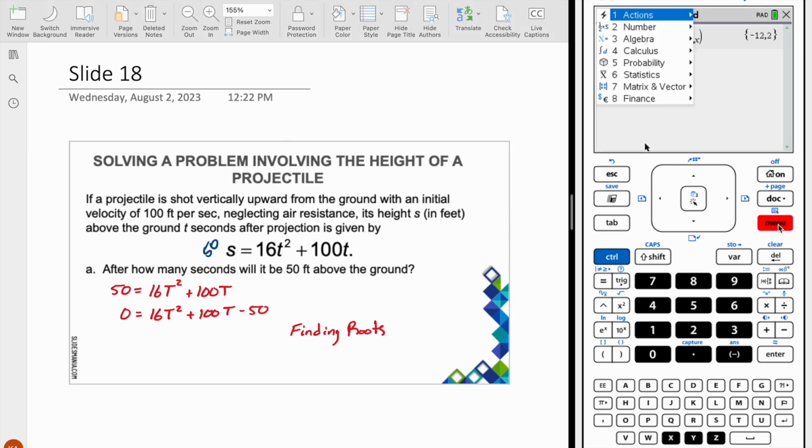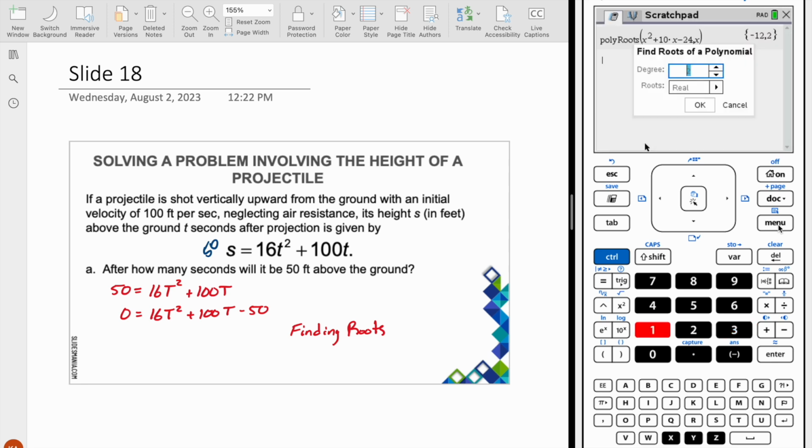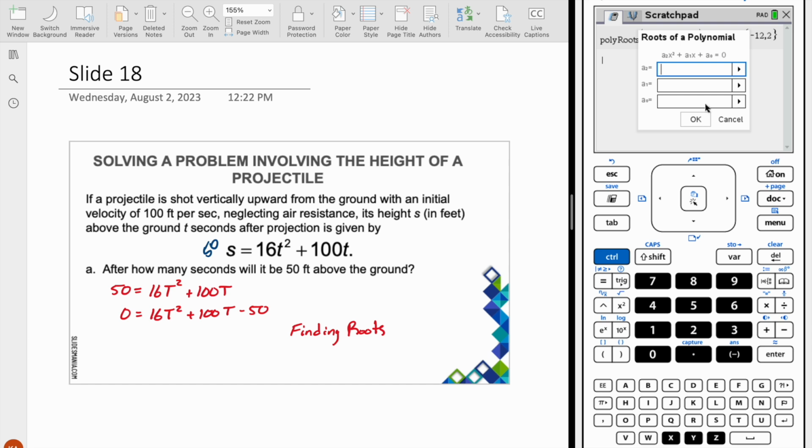We go ahead, menu, 3, 3, 1. We hit OK. Now here we do have the ability to simplify it out, but I'm going to show you if we do just insert our numbers of 16, 100, and negative 50, it would still be able to solve our problem.